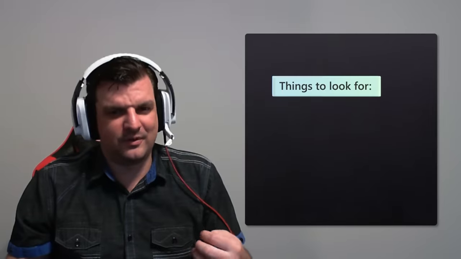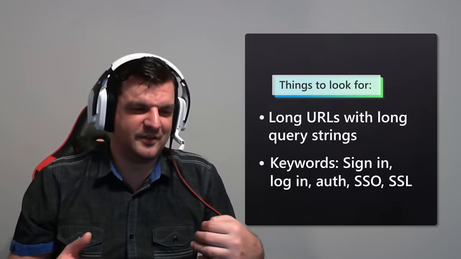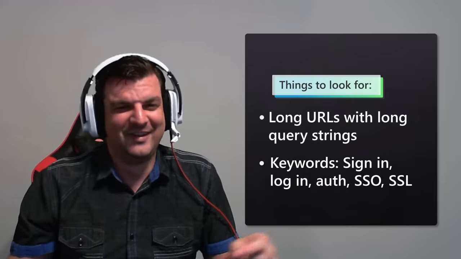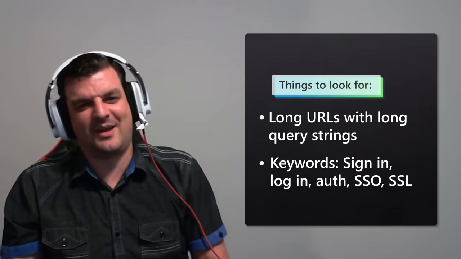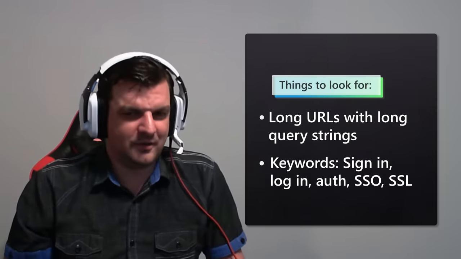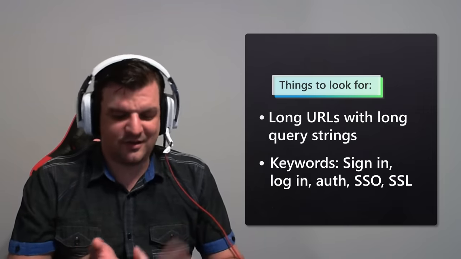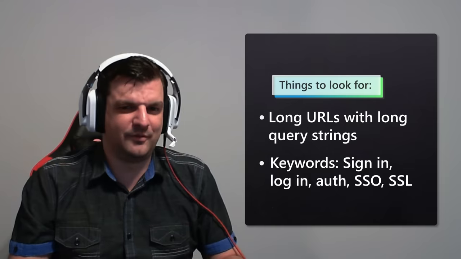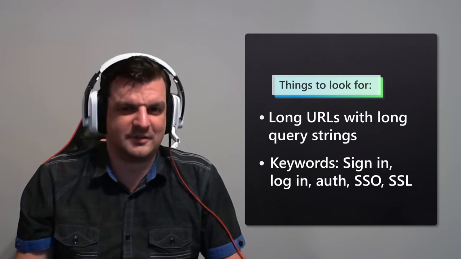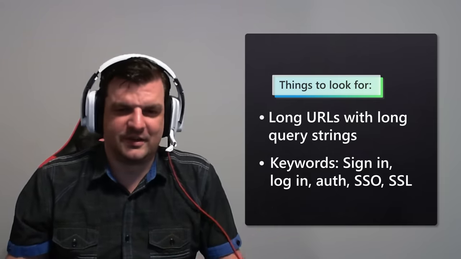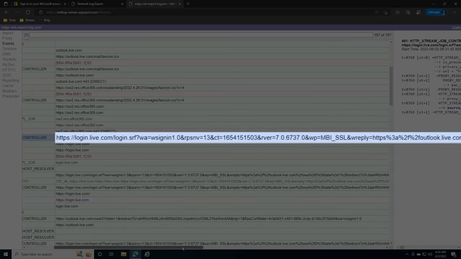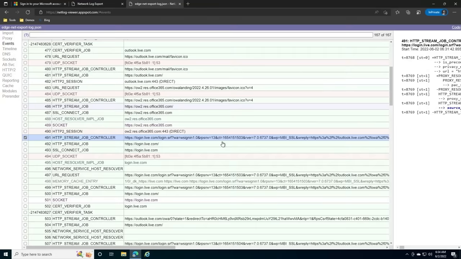My personal tip, for something that you're trying to find just visually, is you're usually looking for a really long URL with a lot of query string information slapped onto the end of it. Also look for some keywords like sign in, login, auth, SSO, SSL, things like that. Those tend to be your red flags that that's your single sign-on site. In this case, we look at this long entry here, grab this domain, and then we're going to go ahead and add this entry to the site list here.